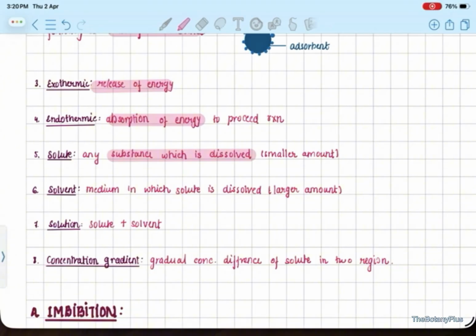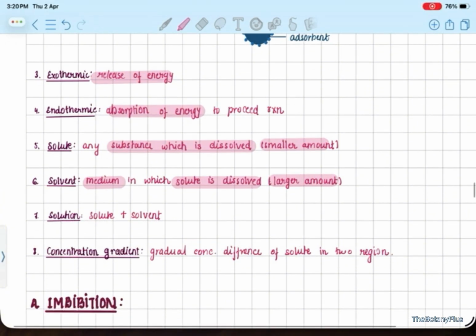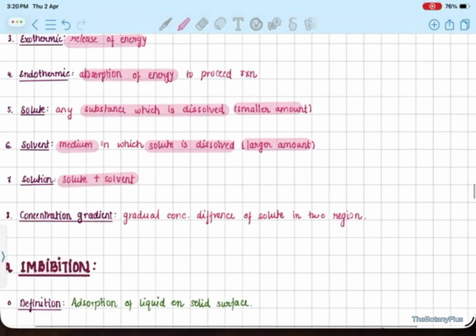The fourth term is solute. Solute is any substance which is dissolved, and it is always in a smaller amount. And the fifth term is solvent. Solvent is any medium in which solute is dissolved, and solvent is always in a large amount. Likewise, when we make a solution of sugar, here the sugar is solute and the water is solvent, and when we mix both together, a homogeneous mixture is formed. This is called a solution. So solution is solute plus solvent.